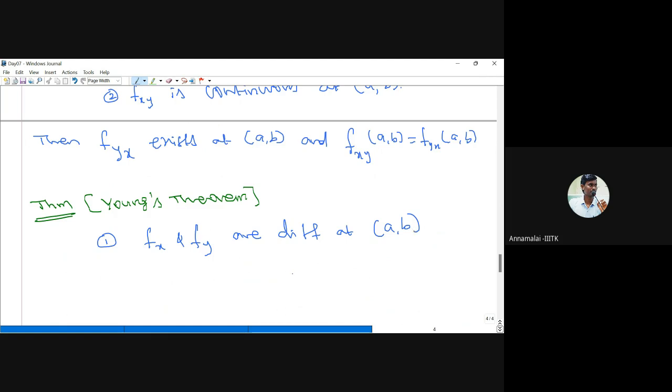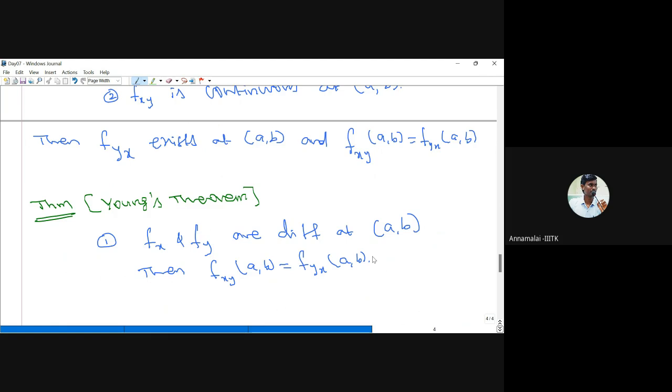Suppose the first derivatives fx and fy are differentiable at the point a comma b. Then fxy at the point a comma b is equal to fyx at a comma b. Both are equal. So this is Young's theorem.